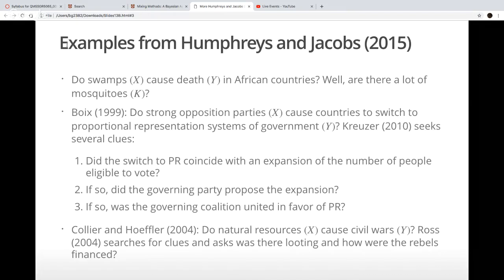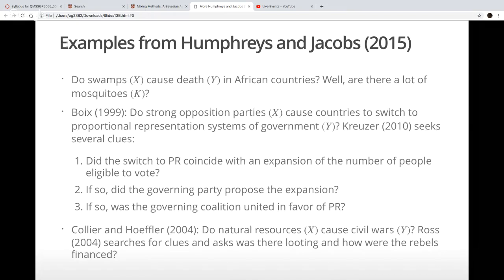And so you might say, okay, what we need is a proportional system, in which case I might not be in the majority anymore, but I should still have enough support to possibly be part of a coalition or something like that. And so if all these changes coincide with the expansion in the number of people voting, that would be more favorable to this theory.